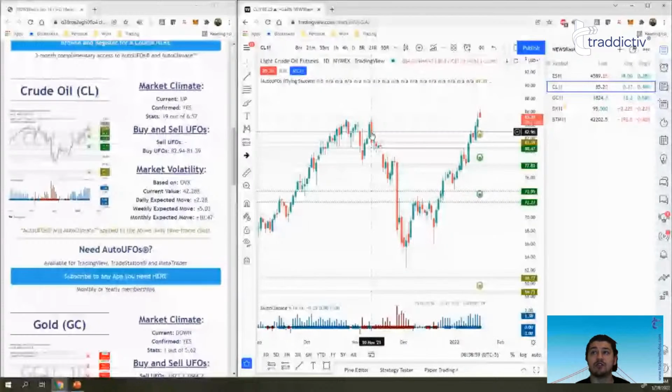If we see a close above these highs, then that's definitely a continuation of what's been going on for the past 20 days or so. If we don't see a continuation, we may see a pullback either into this UFO or a little bit lower here, so around this 82.94 to 81.39, or perhaps lower down to this 80.47 to 77.83. Based on the OVX, 42% volatility.